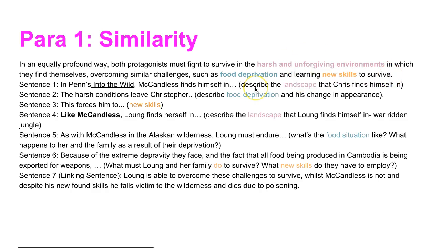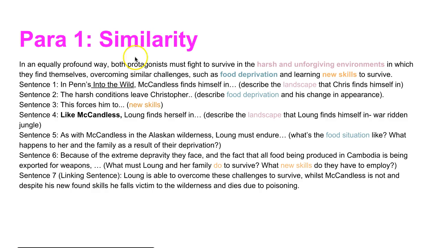Now, I'm a big colour coordinator in my planning usually, but the reason there are 3 colors here is that there are 3 different ideas I would talk about in this paragraph, and I've matched them down here so you can see. So first I'm going to talk about the landscape for Sean Penn's film Into the Wild and how McCandless finds himself there. Then I'm going to talk about Chris's food deprivation in that environment because it will naturally flow on. And I'm going to talk about how he had to learn new skills in order to deal with this. Then I'm going to compare them.